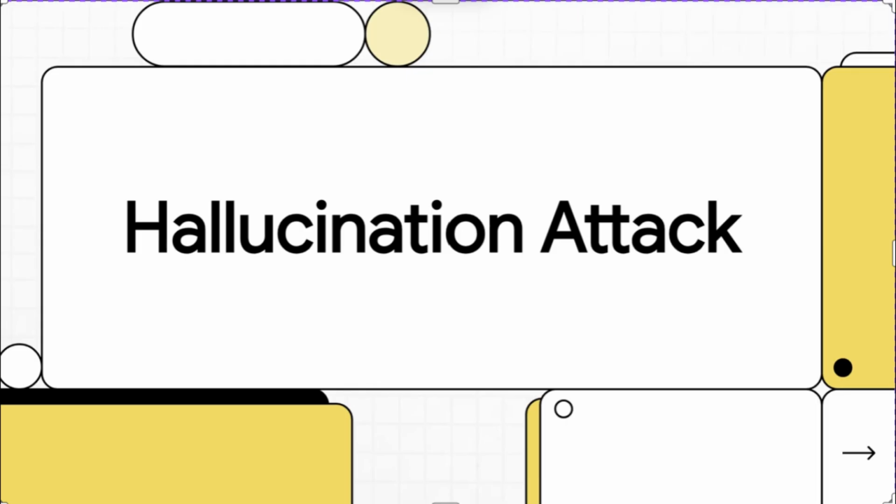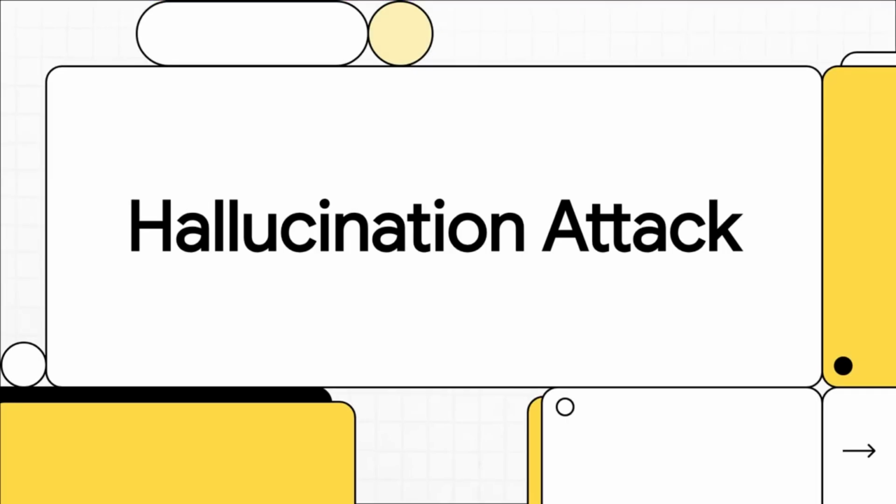So let's get started. All right, let's talk about something we hear all the time with AI, hallucinations. Usually, it's when the AI makes a funny mistake. But what if that mistake isn't funny at all? What if it's actually a weapon? Today, we're breaking down what's called a hallucination attack.